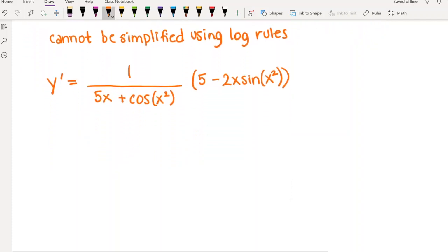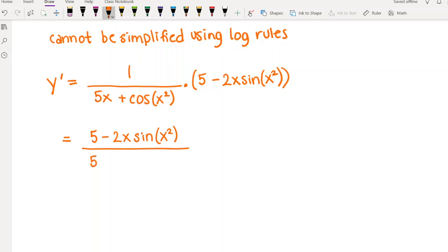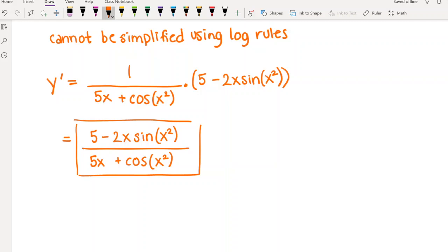So putting this all together, we get 5 minus 2x times sine of x squared divided by 5x plus cosine of x squared. Again, it has that format that we saw in some of the earlier ones where the numerator is the derivative of the denominator. And that really just comes from how the chain rule works. The chain rule puts our original input in the denominator and then the derivative of it ends up in the numerator.